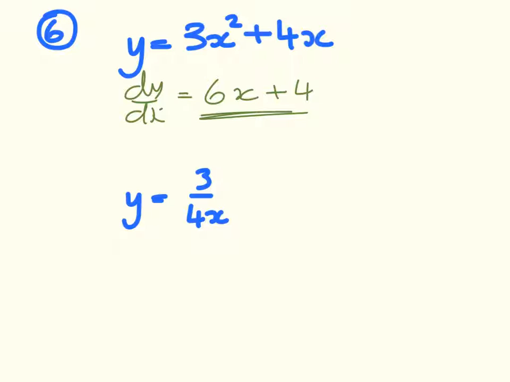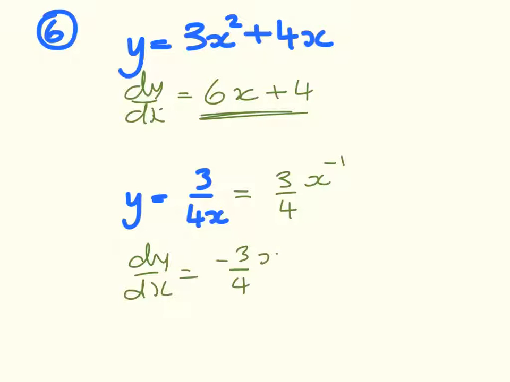Second one, first thing we need to do here is write that as 3 over 4 and then get the x up to the top. Now we can differentiate it, bring down the power, negative 3/4, decrease the power by 1, and if I want to rewrite that with a positive power, negative 3 over 4, and that x would go back down the bottom as x squared.